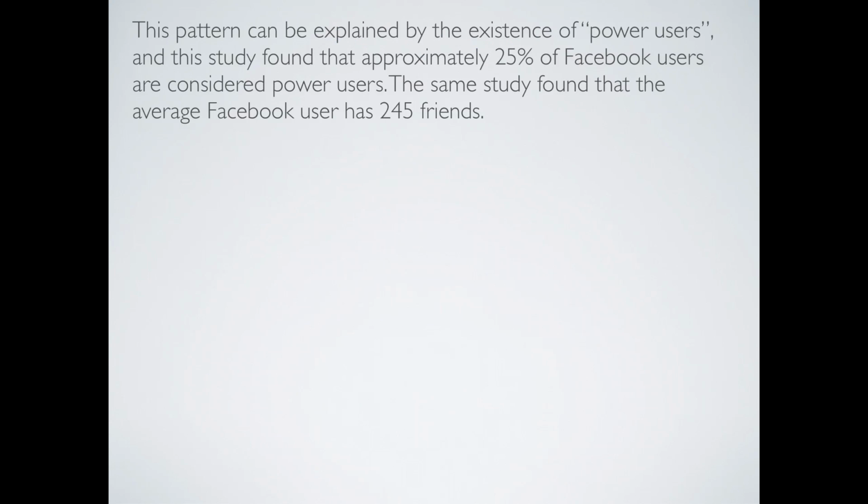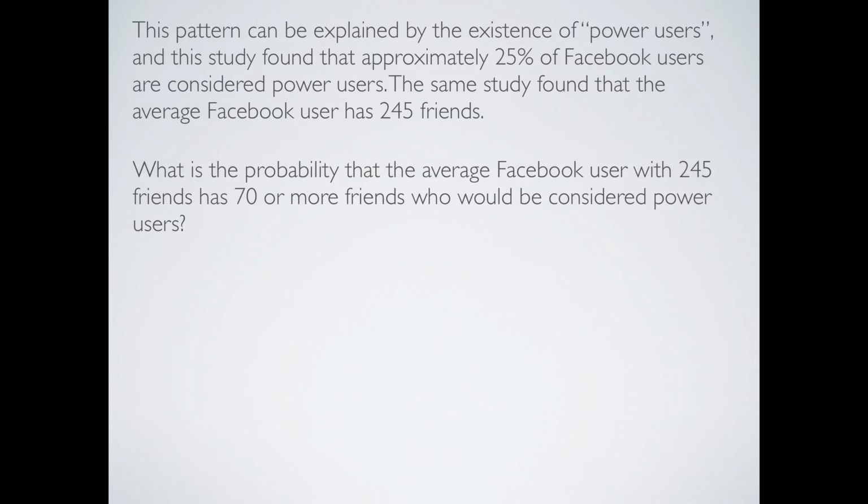This pattern can be explained by the existence of power users, and this study found that approximately 25% of Facebook users are considered power users. The same study also found that the average Facebook user has 245 friends. Say we want to calculate the probability that the average Facebook user with 245 friends has 70 or more friends who would be considered power users.